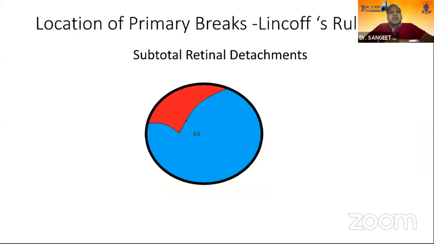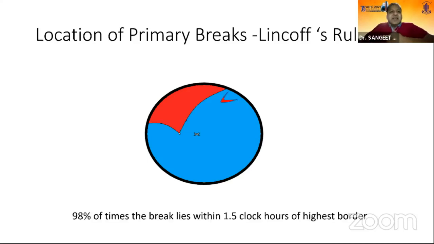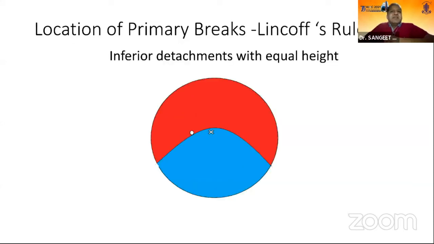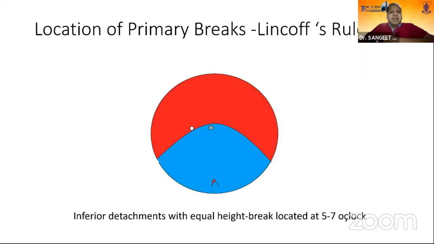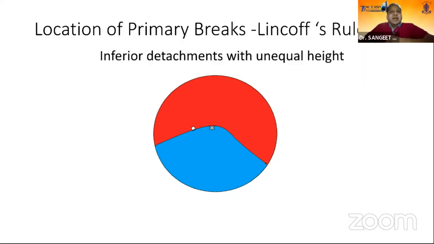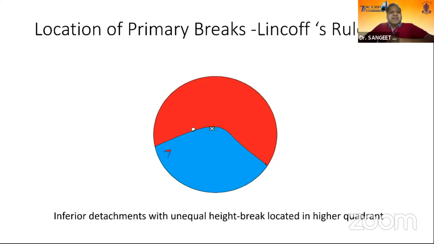Now coming to identifying the location of primary breaks, this is according to Lincoff's rules. This is a subtotal retinal detachment, and what Lincoff tells us is that 98% of the time the break will lie within 1.5 clock hours of the highest border. So just by looking at the configuration of the retinal detachment, you can make out where the retinal break would be. This is an inferior detachment with equal height, and the break will usually lie between 5 and 7 o'clock position. And this is an inferior detachment with unequal heights, and the inferior break is located in the higher quadrant, the quadrant in which the fluid is higher.